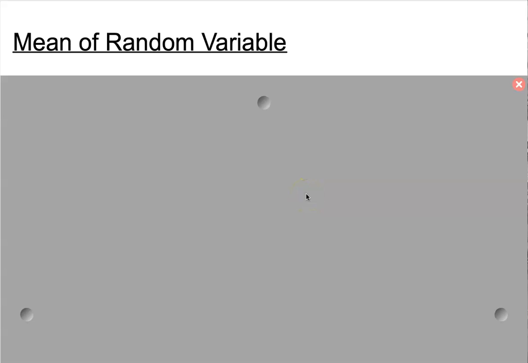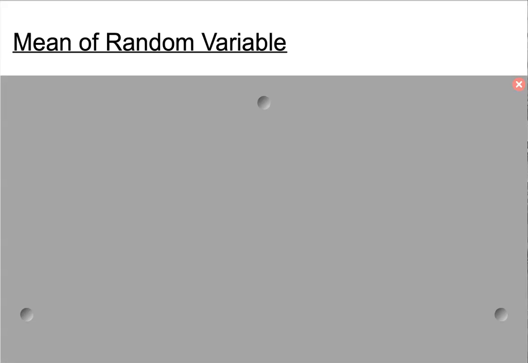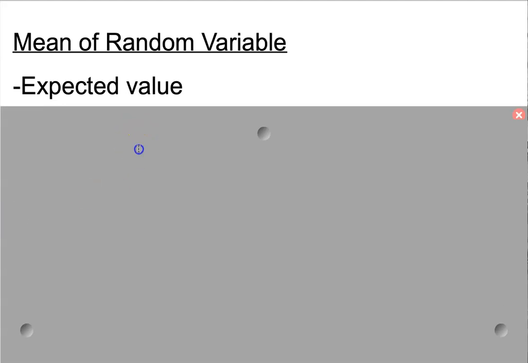All right, so we are going to continue our talk of discrete random variables. Just a friendly reminder, a random variable takes on a numerical outcome, and a discrete random variable has a countable number of possible outcomes. What we're going to be focused on today is the mean and the standard deviation of these random variables. First, let's think about the mean. Another phrase you'll see associated with the mean of a random variable is the expected value.